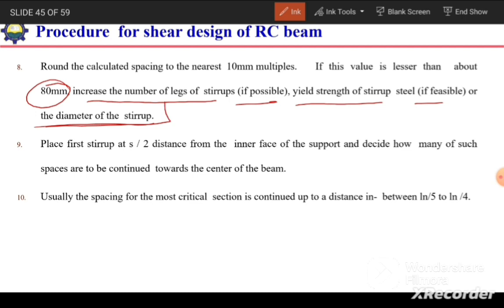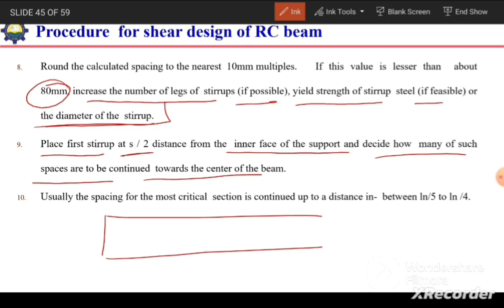So next is detailing. In case of detailing, we need to place the very first stirrup at a distance s by 2 from the inner face of the support, and decide how many such stirrups are to be provided or continued toward the center of the beam. So if we have a beam like this, and here we have a support, the very first stirrup will be provided at a distance s by 2 from the face of the support, and then the next stirrups will be continued at a spacing s, and we need to decide how many stirrups we need to continue toward the center of the beam. If this is the center of the beam, then how many such stirrups do we need to provide.